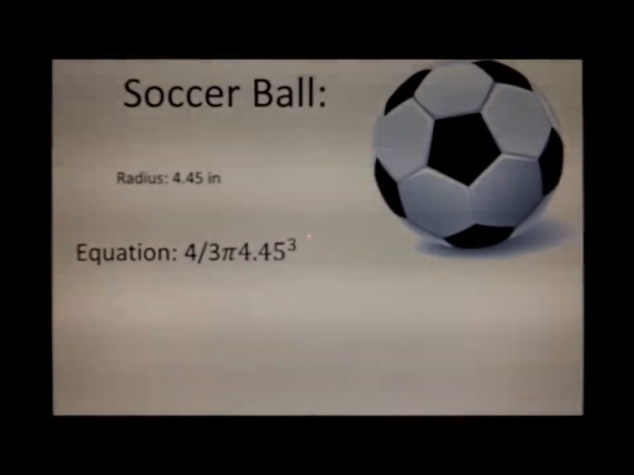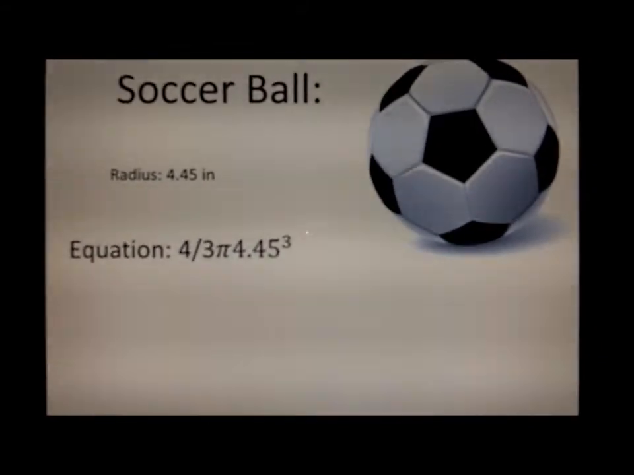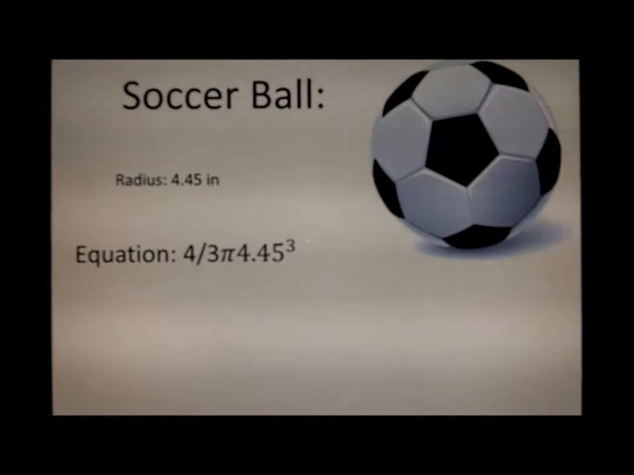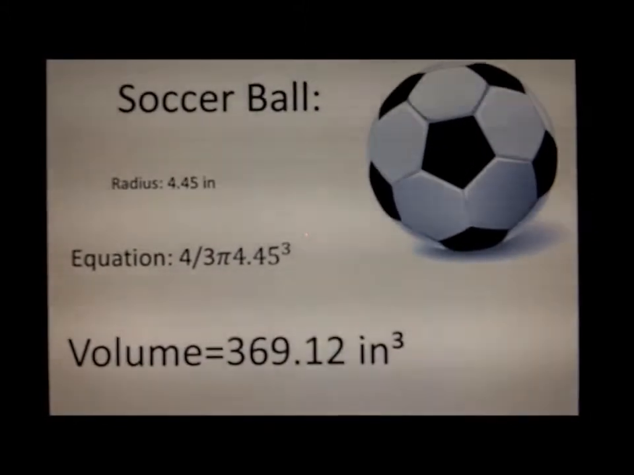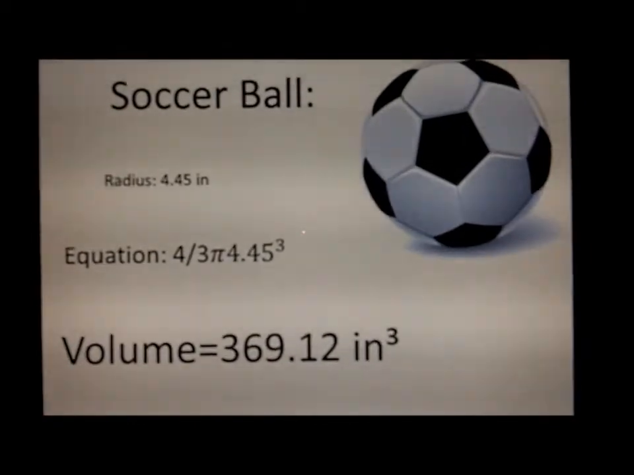To find the volume of the soccer ball, you have to know the radius, which is 4.45 inches. The equation is 4/3 pi r cubed, and for r you put in the radius, which is 4.45. The volume of a soccer ball will end up being 369.12 inches cubed.